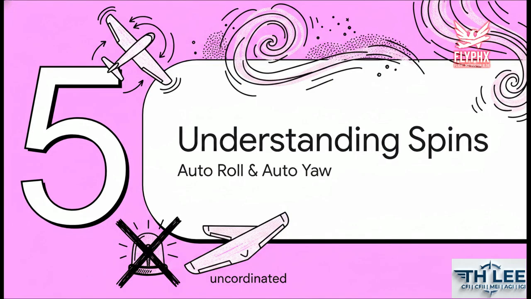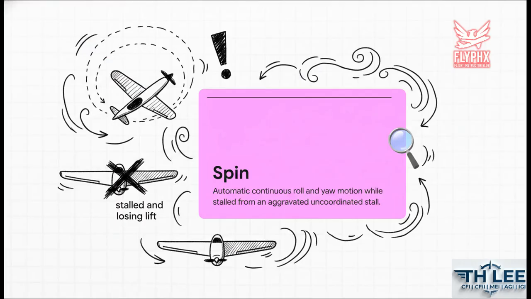Okay, section 5, understanding the spin. This is where we talk about auto roll and auto yaw. Highlight this in your manuals. A spin does not just happen out of nowhere. It exclusively occurs from an aggravated, uncoordinated stall. Both wings have to be stalled, but here's the kicker. One wing is significantly more stalled than the other. When that happens, the airplane completely loses its aerodynamic balance and starts corkscrewing uncontrollably.